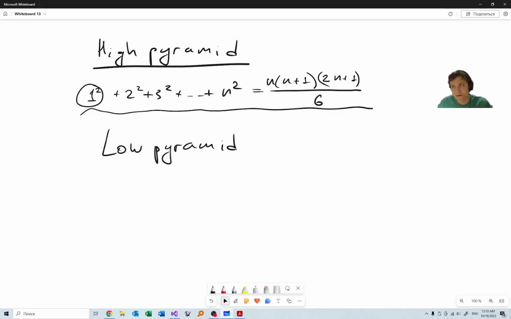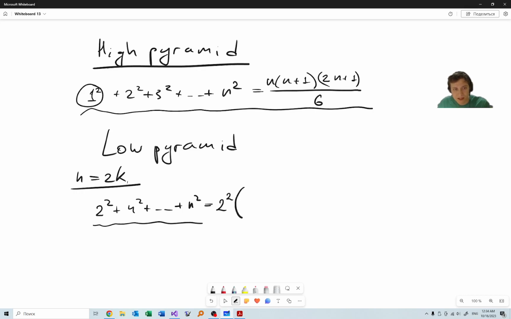There are two kinds of pyramids, with an even base and with an odd base. Let's start with an even base. So n equals 2k. In this case, everything is the same, but we start with 2 squared plus 4 squared plus etc. plus n squared. You can notice that all these numbers are even. Moreover, they are divisible by 4. So let's put it here. And look what is inside the parentheses after division. So now we have just ordinary squares, and we end with k squared. But this is already known, because this is simply 2 squared times k times (k plus 1) times (2k plus 1) over 6.